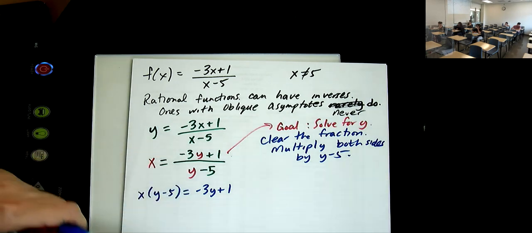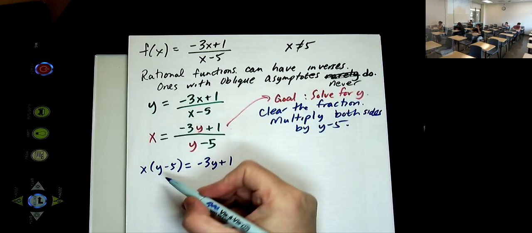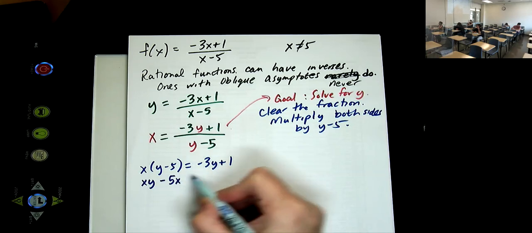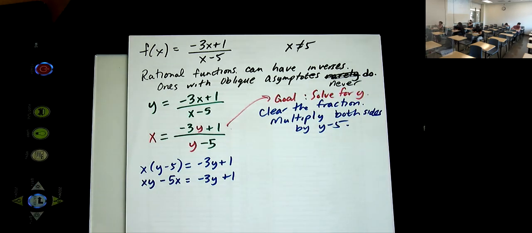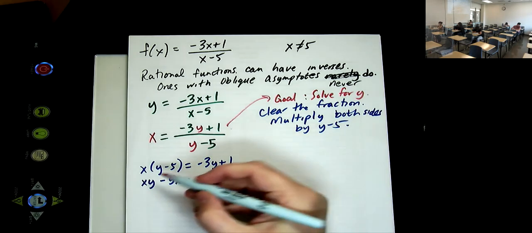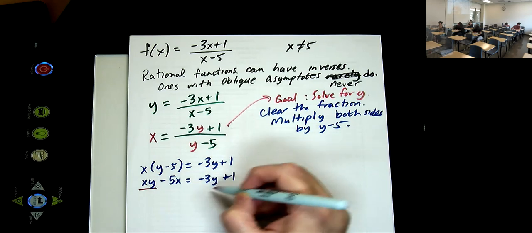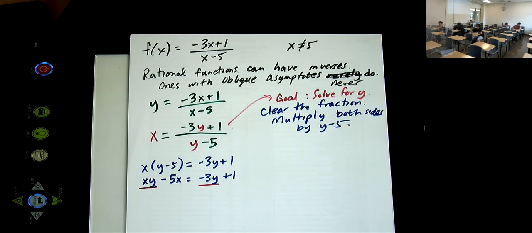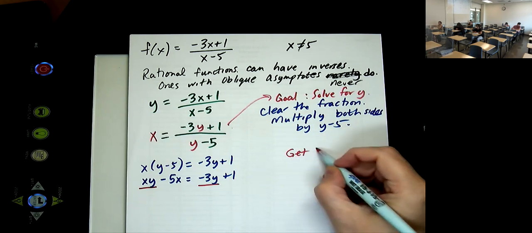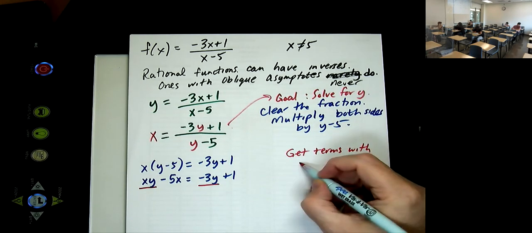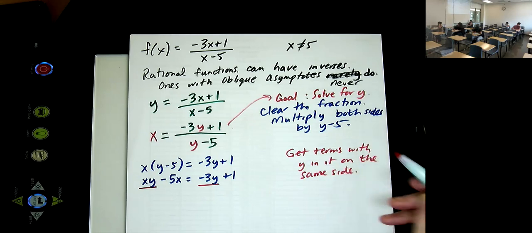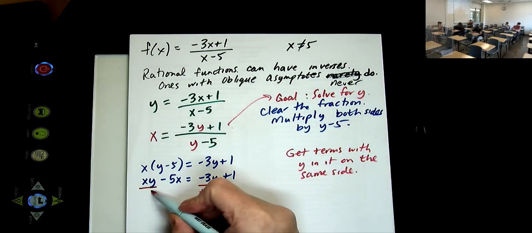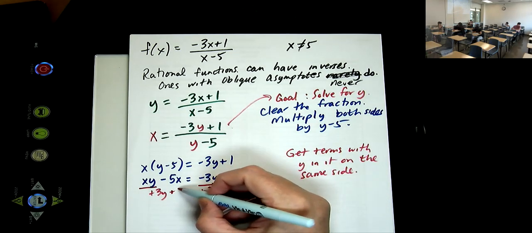What we do now is we distribute. And I have X times Y minus 5X equals negative 3Y plus 1. My terms with a Y in it are right there. I have an XY and I have a negative 3Y. I want to get those on the same side. So I can do this by adding 3Y to both sides. And while I'm doing that, I'm going to move the 5X to the right.